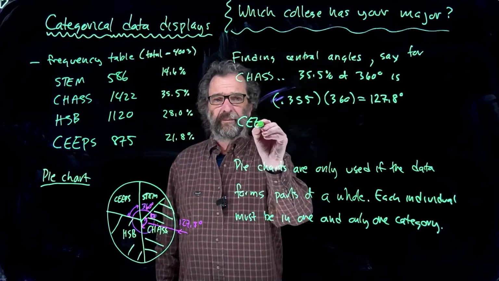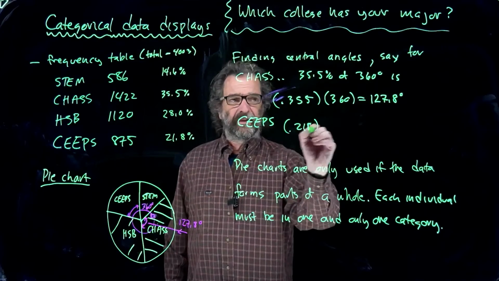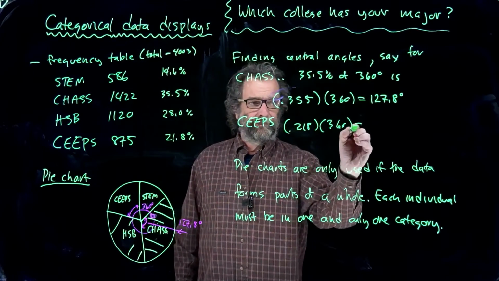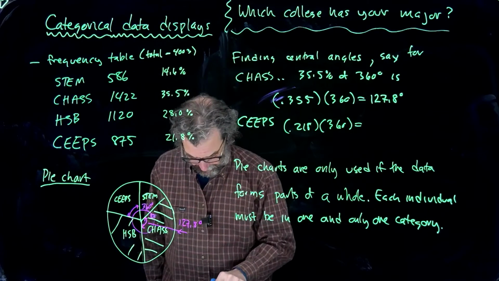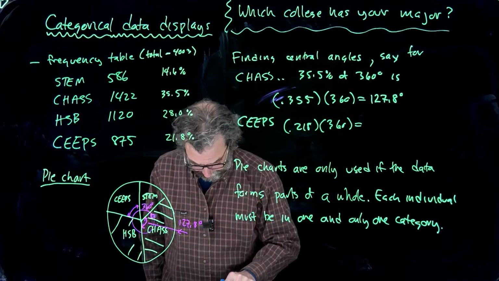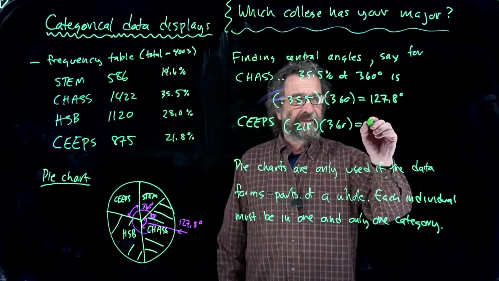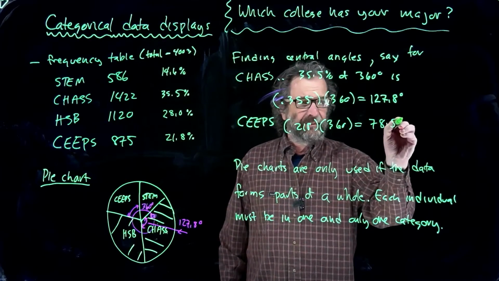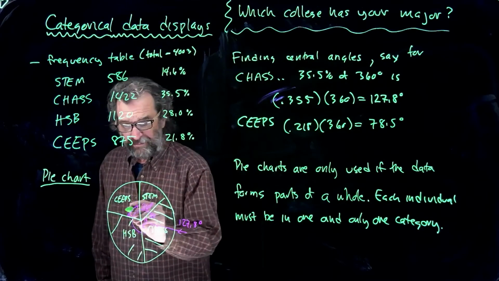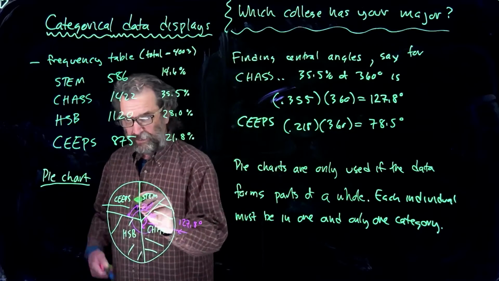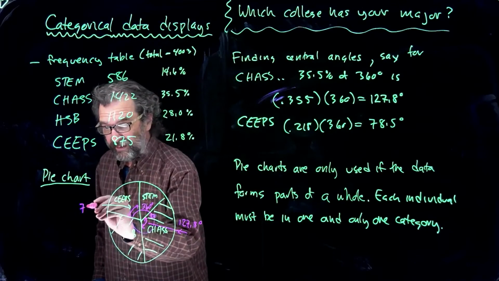And if we did the skinny one here, say Keeps, that would be 0.218 times 360. I'm doing it now. 0.218 times 360. 78.5 degrees. I rounded slightly. So 78.5 here. Well, whatever. I'll go pink. 78.5 there.